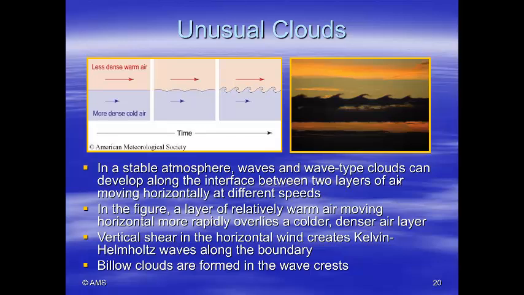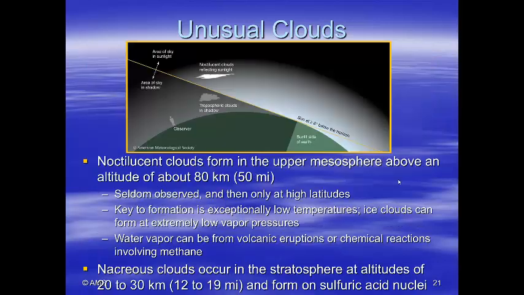So the vertical shear in this horizontal wind creates Kelvin-Helmholtz waves along this boundary. And we get these billow clouds formed in their wave crests. We also have noctilucent clouds, and they form in the upper atmosphere above 80 kilometers, and they're seldom seen and only at high altitudes and at high latitudes.